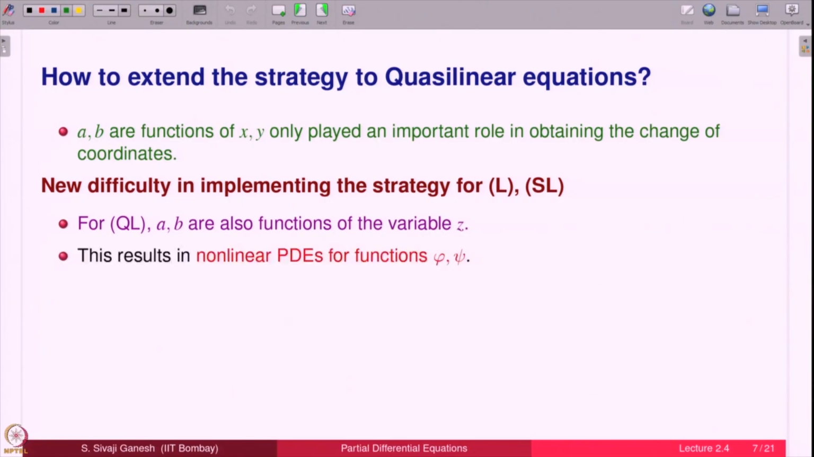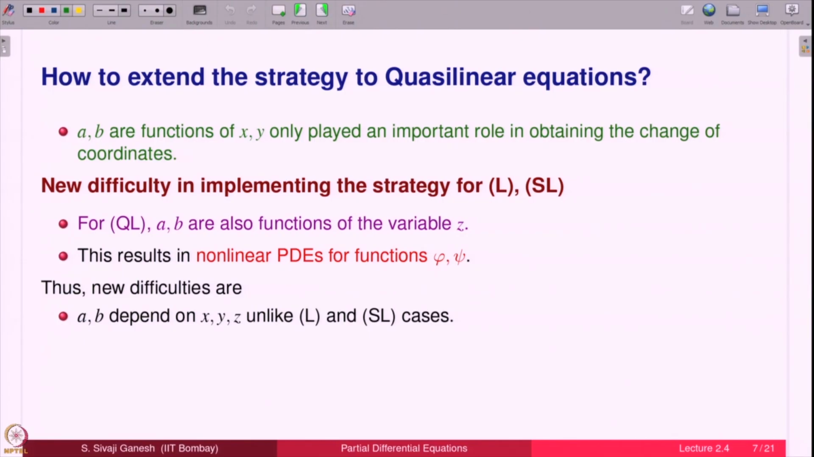So, this results in nonlinear PDEs for psi equivalently phi, because as we observed the equations are the same and only one of them is useful. So, we can only find one function, because if you choose both phi and psi as solutions of the same equation, then we will get that Jacobian will be 0. So, that is the reason we chose psi first and then we choose phi as anybody such that the Jacobian is non-zero. So, now it is clear the new difficulties.